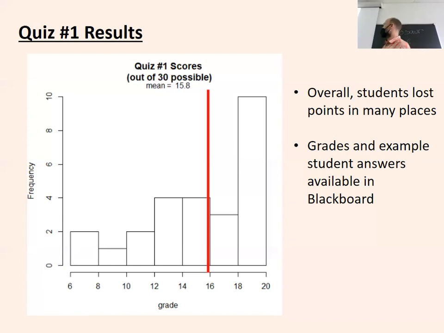You lost points overall in a variety of places on your quiz. There wasn't a particular pattern or question that I noticed where people consistently got it wrong, with the exception of the amphibian phylogeny. A lot of you paired up caecilians with frogs or with salamanders instead of frogs and salamanders together. So that's the one spot where I saw a consistent pattern about losing points.